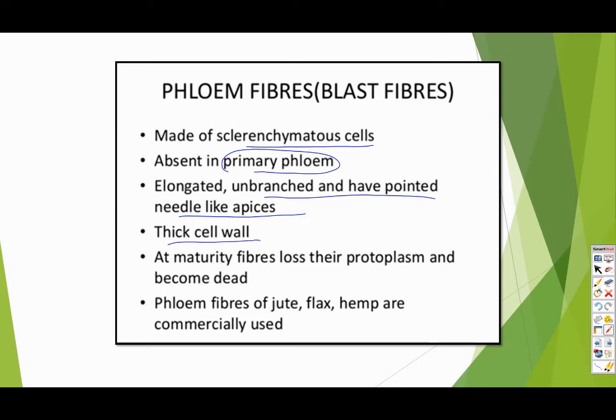So usually phloem fibers are used in your jute, flax, hemp. They are used in commercial purposes. Phloem fibers are very important in your commercial purpose, like making ropes. So all these are your phloem fibers, is it understood? So manufacturing, textile industries, making bags, all those things, jute, and hemp, all of these are your phloem fibers.